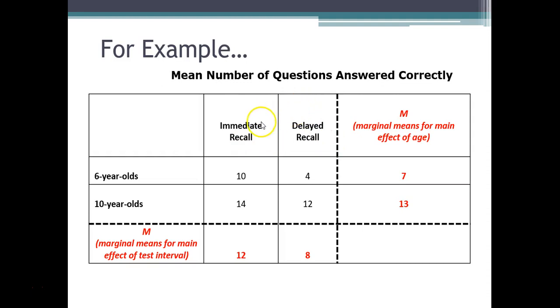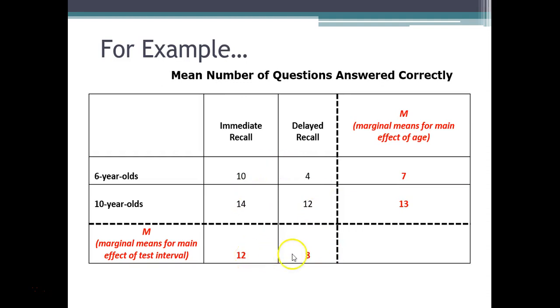delayed recall. And again, we're going to look down here at the marginal means to compare the marginal mean for immediate recall compared to the marginal mean for delayed recall, regardless of age. So the question for the main effect of test interval is, do children tend to perform better or worse on immediate recall compared to delayed recall? And so we look here, and we've got a 12 for immediate recall, and their average score on delayed recall is 8, again, regardless or collapsing across age.